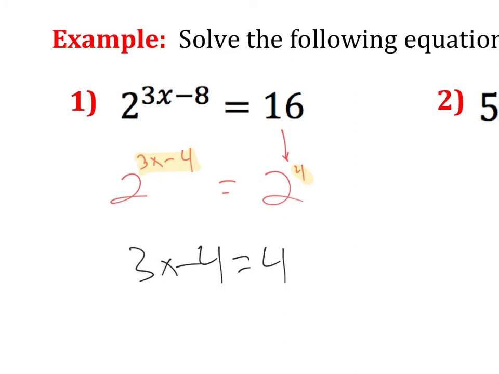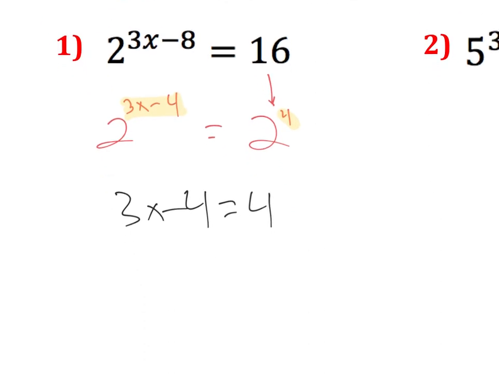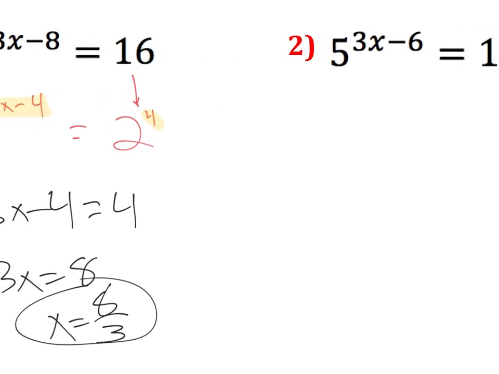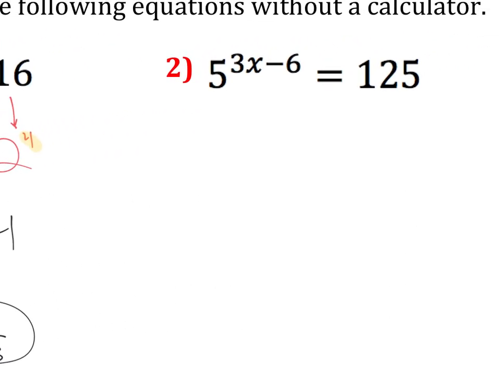So the hard part of this is resetting one of these numbers to get that base that you desire. Well, let's solve. Move the 4 to the other side, divide out the 3. So we're going to have 3x equals 8, therefore x is 8/3. Let's try number 2 here. We have 5 to the power of 3x minus 6 equals 125. Man, it would be great if 125 could be 5 to some power.